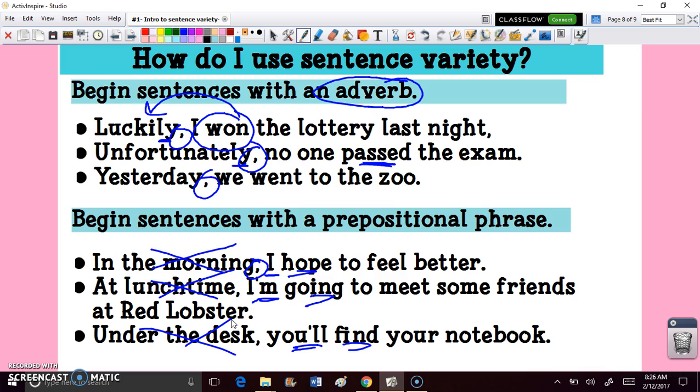Now you've got to be careful though also. You don't want all of your sentences to begin with prepositional phrases or with adverbs, because if you do it to all the sentences, you're just creating the same problem in reverse. You're still going to have sentences that are boring and that all begin the same. Part of sentence variety is that maybe a few sentences start one way and other sentences start another way. So there is variety. They're not all the same.